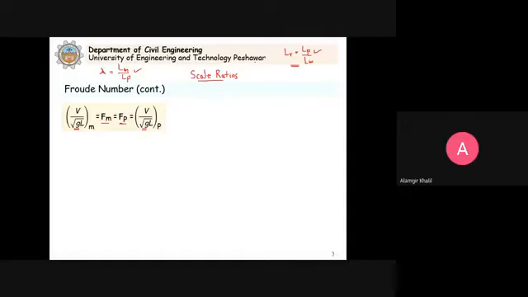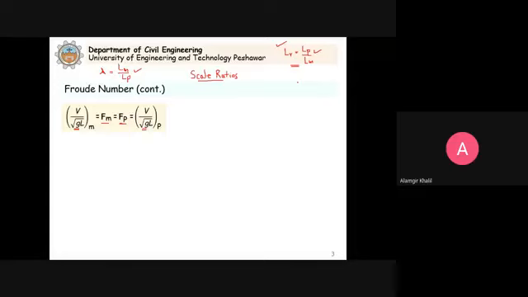For example, if you know the length LR, this is the scale ratio. Remember, when you see a subscript R, it means that this is the scale ratio. So if you know the scale ratio, what is the advantage? You multiply with LM, and you can find the corresponding length in the prototype. Or if the length in the prototype is given, you divide by LR, and you can calculate the corresponding length in the model. So that is the same case.